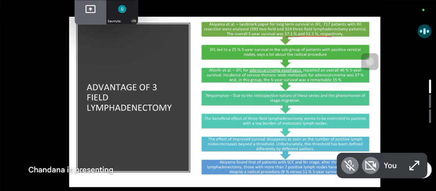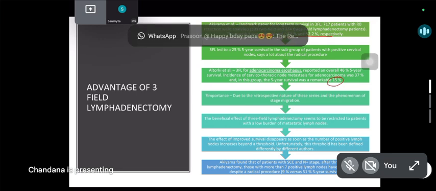Okay. And 3-field lymphadenectomy led to 25% 5-year survival in the subgroup of patients with positive cervical nodes. Says a lot about the radical procedure. Another by Altorki, 3-field lymphadenectomy for adenocarcinoma of esophagus, reported overall 46% 5-year survival. Incidence of cervicothoracic node metastasis for adenocarcinoma was 37% in this group, and 5-year survival was remarkable, that is 15%.